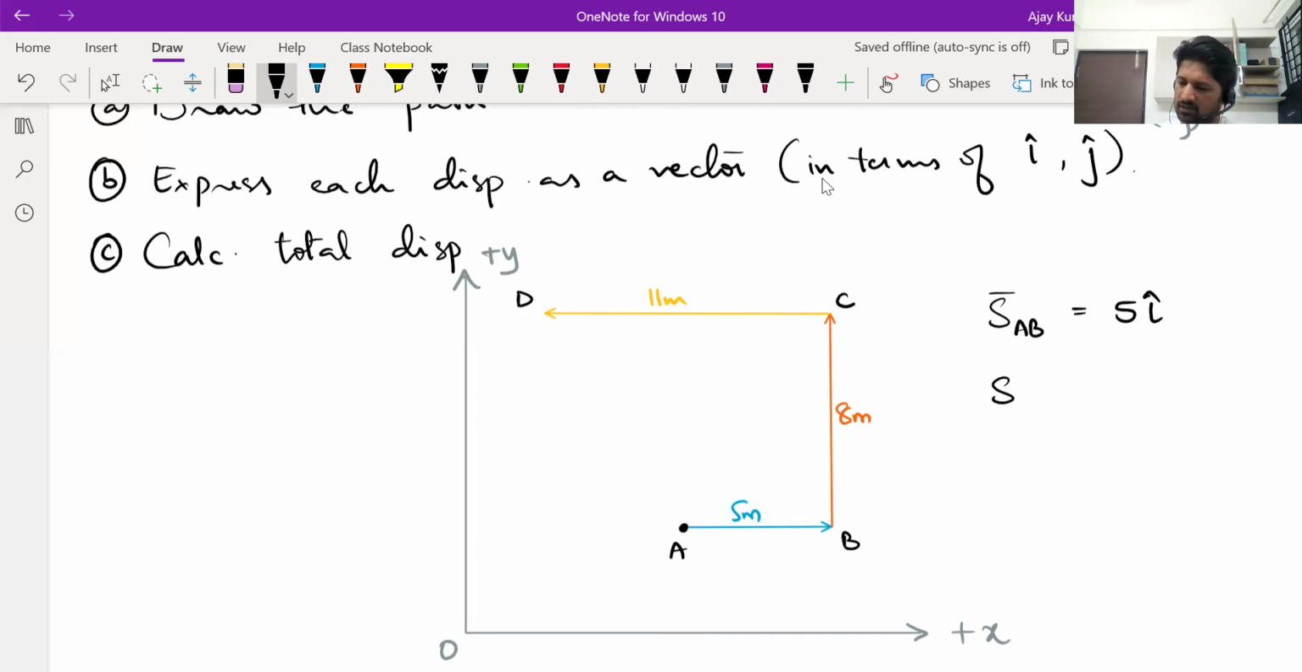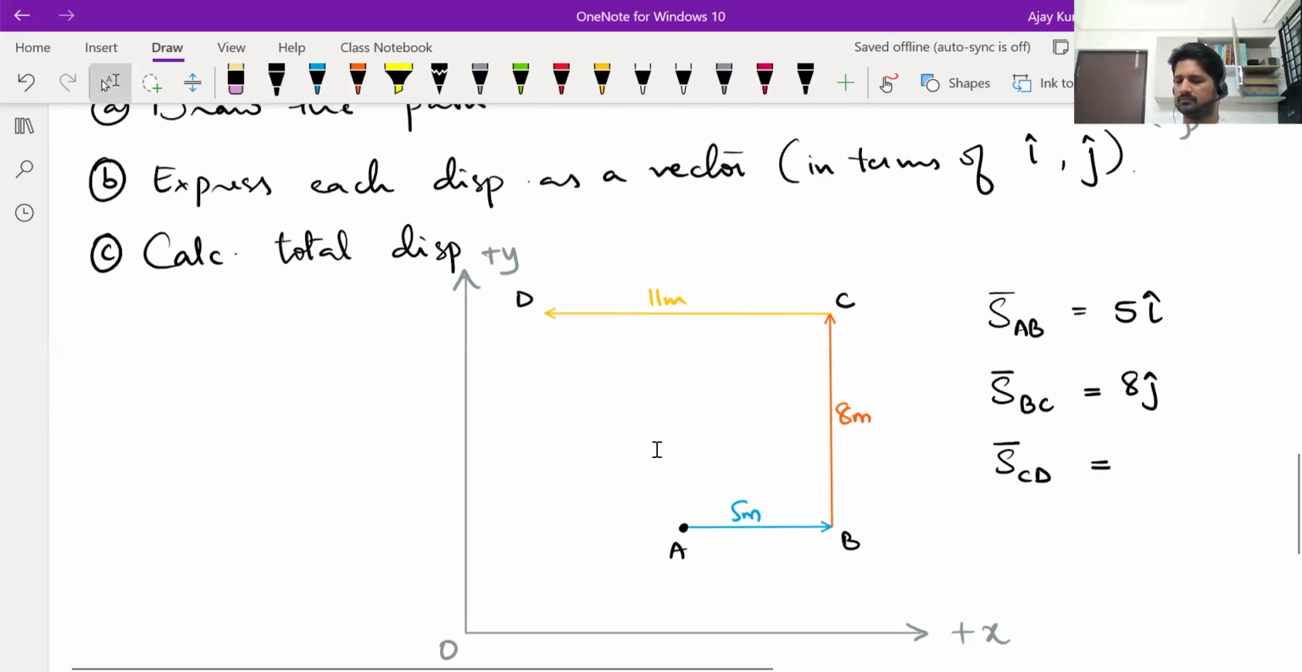Saket, tell me, how will you express the displacement from B to C in terms of I cap and J cap? 8 J cap. 8 in the positive Y direction. So 8 J cap. Good. Yusuf, can you tell the displacement from C to D? So minus 11 I cap. Very good. Minus 11 I cap. It is in the negative X direction. So minus 11 I cap. Correct. Now you are asked to calculate the total displacement.